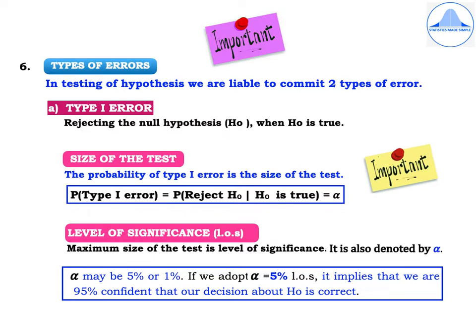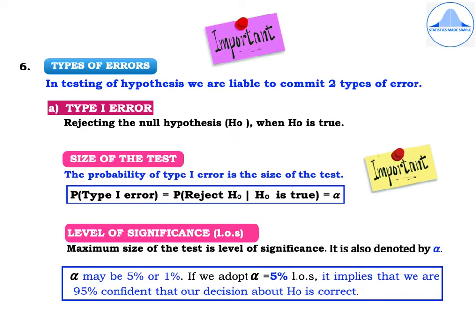The size of the test is the probability of type 1 error. So in terms of notations, it will be probability of, within brackets, write type 1 error, which is equal to probability of what is type 1 error. It is rejecting H0 when H0 is true. So the vertical line which you see stands for when, and this is denoted by alpha. Okay, so the probability of type 1 error is called the size of the test and it is denoted by alpha.